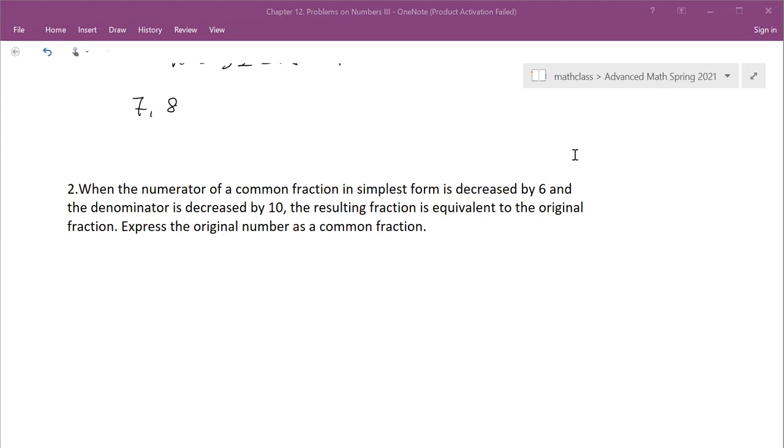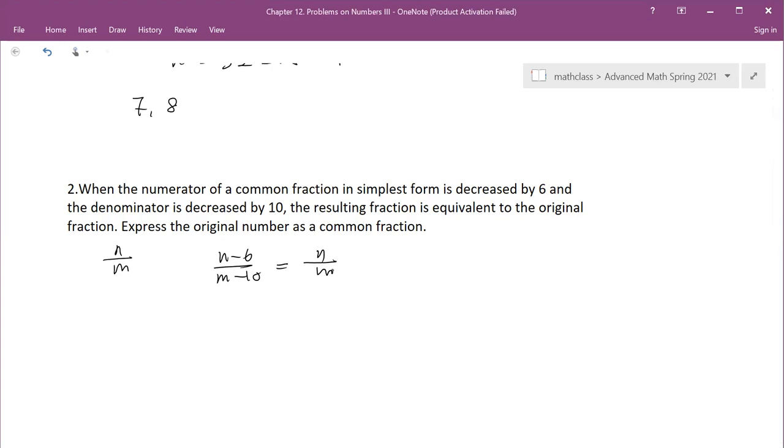Now this is a little bit more challenging than the previous problem. The reason is we have more than one unknown variable because the fraction is unknown, okay? The fraction is unknown, right? So after you decrease the numerator by 6 and the denominator by 10, and after you simplify, you get the same value as the original. Now, are you able to determine N and M here? That's the question. Yes or no?